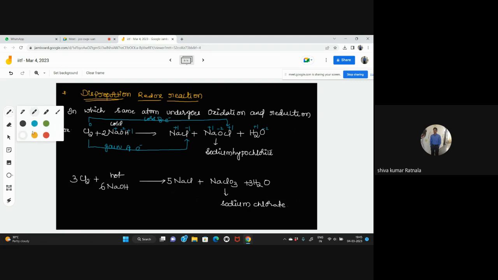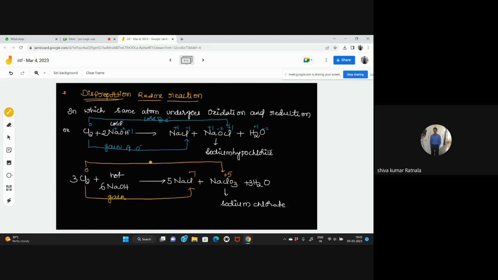Here also, if you observe the oxidation state, chlorine alone converts into -1, and here it converts into +5 as well. So 0 to -1, that is gain, and 0 oxidation state to +5, that is loss. So it is the same atom that undergoes reduction and oxidation. Tell me now.